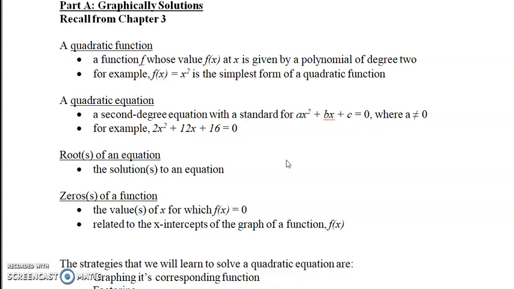We'll do some more polynomial functions in pre-cal 12. For example, f of x equals x squared. That's the simplest form of a quadratic. That's our base function. That's what we have done with all of our transformations up to this point.